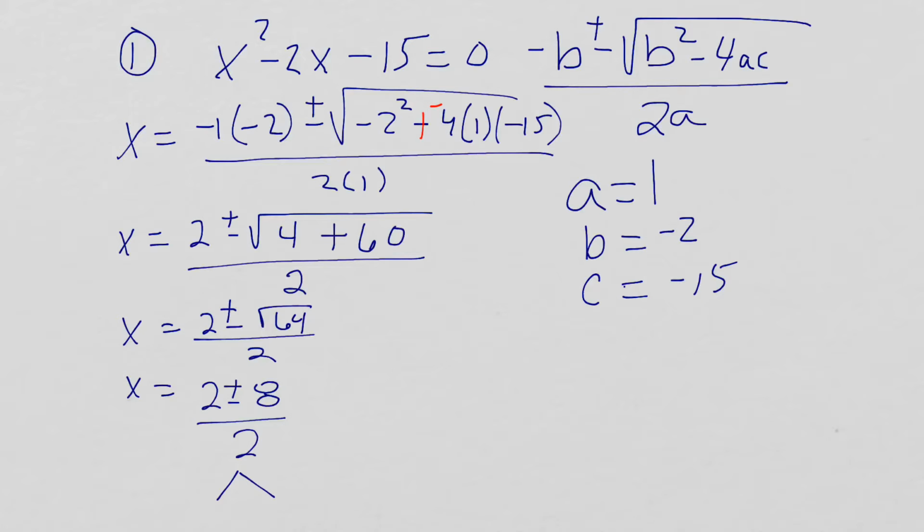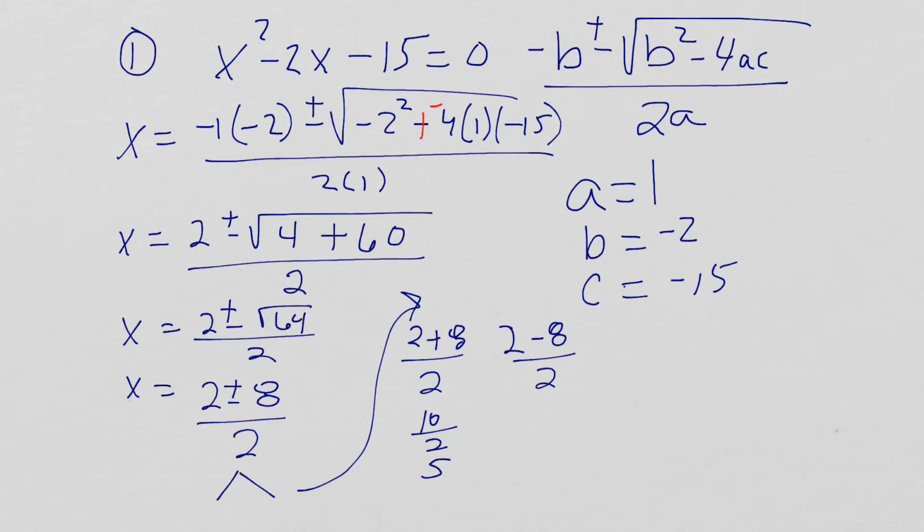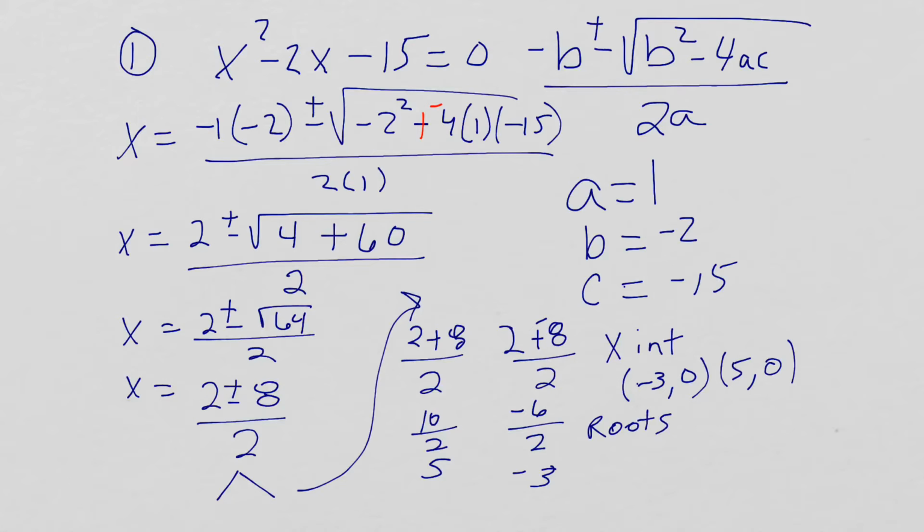This is where we're going to break it into two different equations. So it's going to be 2 plus 8 divided by 2, and it's going to be 2 minus 8 divided by 2. 2 plus 8 is 10, divided by 2 is 5. 2 minus 8, or add a line, change the sign, 2 plus negative 8 is going to be negative 6, divided by 2, which is going to be negative 3. So our x-intercepts are negative 3, 0, 5, 0, and our roots are negative 3 and 5.